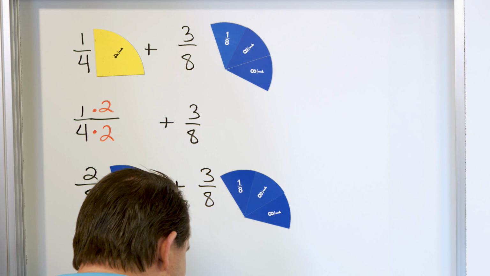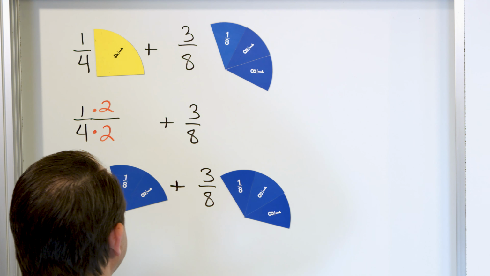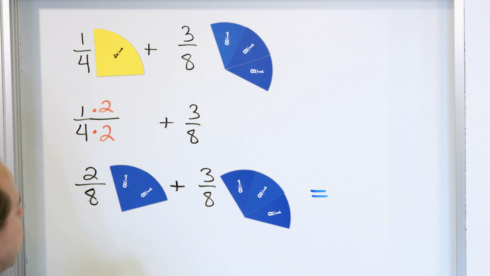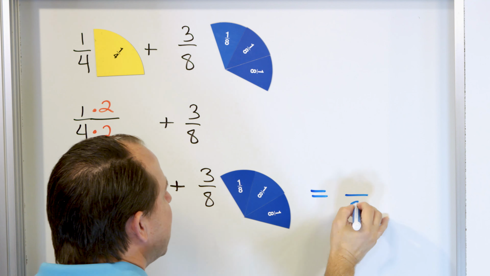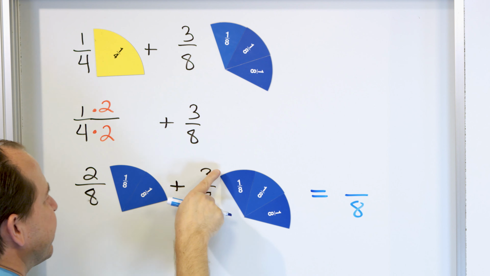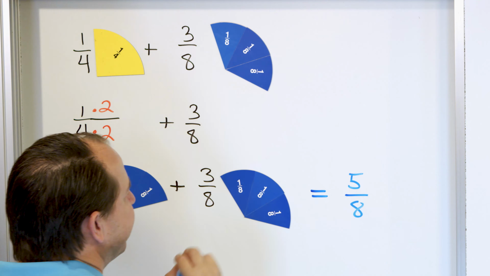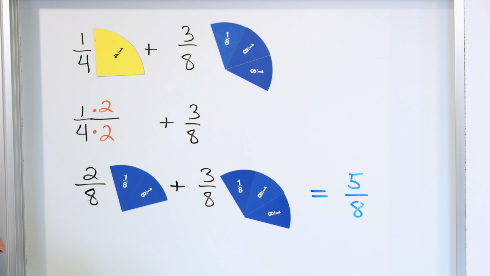Now, when we add these fractions, what we want to do, I'll put a little equal sign here, is the denominators are equal and they stay the same. The numerators we add, 2 plus 3 is 5. We add the numerators together. 2 plus 3 is 5. So we're saying that the answer to this problem is 5/8.